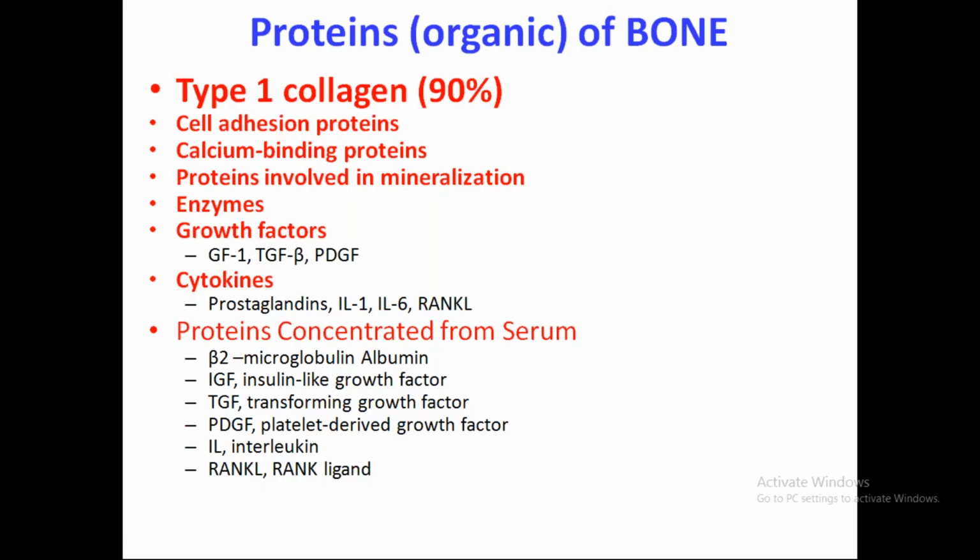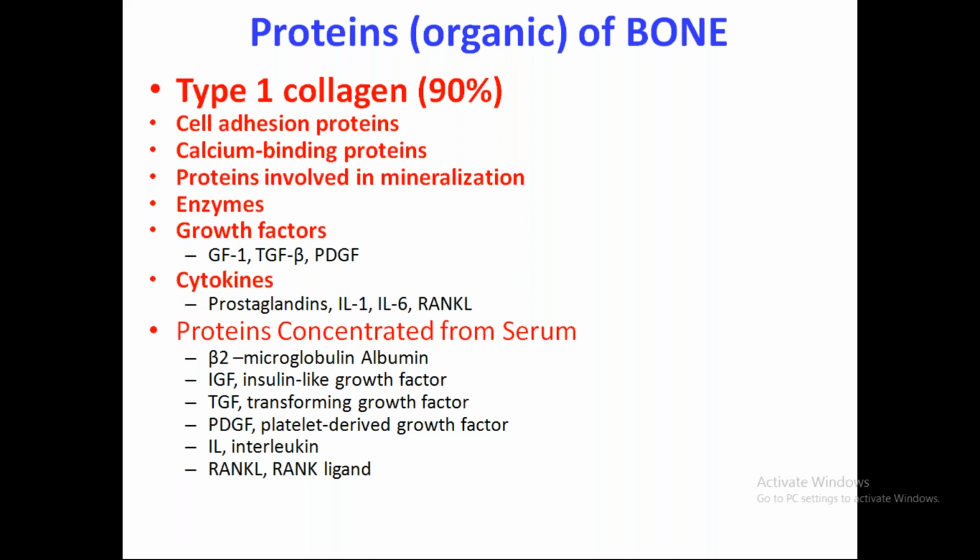The proteins of the bone are type 1 collagen, which is 90%. Other smaller parts are cell adhesion proteins, calcium binding proteins, proteins involved in mineralization, enzymes, and growth factors, mainly growth factor 1, TGF beta, and platelet derived growth factors. The cytokines mainly involved here are prostaglandins, interleukin 1, interleukin 6, and RANKL.